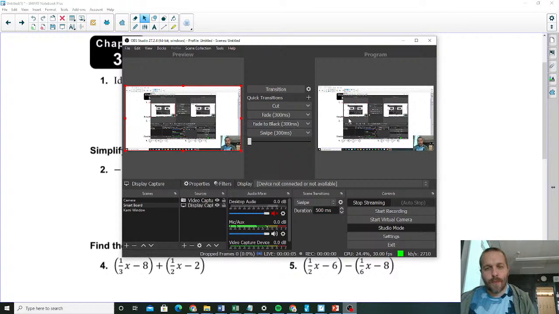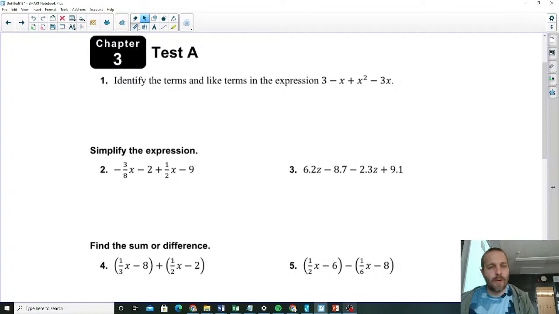Alrighty, well, we're going to get started on this and help you guys out with getting ready for your math test tomorrow. So the first thing we're going to do is identify the terms and the like terms in the expression.